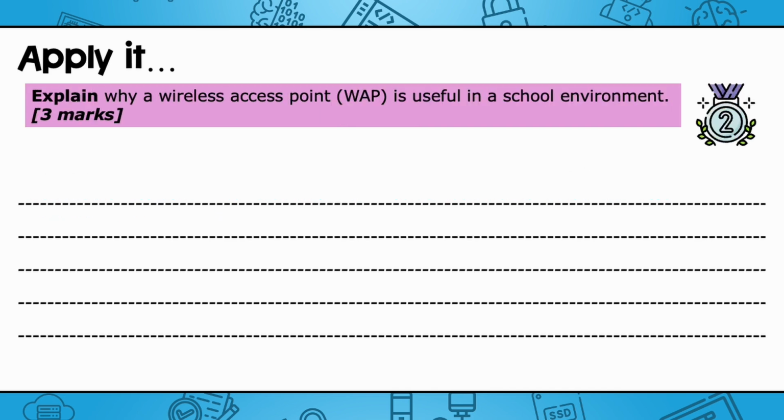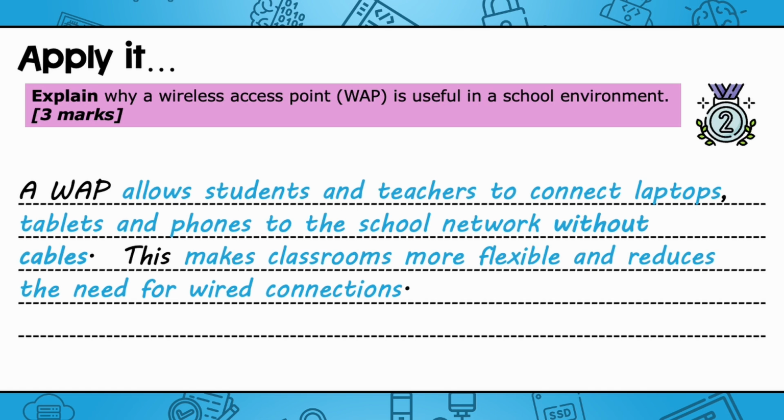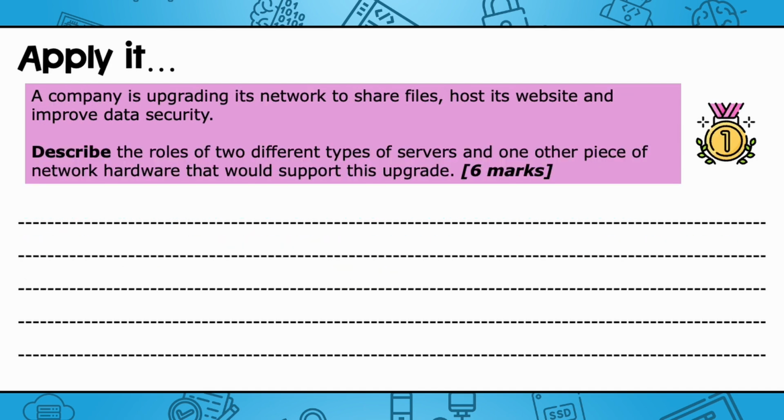Second level question, a silver level question, if you want to pause the video. Explain why a wireless access point, a WAP, is useful in a school environment for 3 marks. Okay, so let's have a look at an answer for this one. A WAP allows students and teachers to connect laptops, tablets and phones to the school network without cables. This makes the classroom more flexible and reduces the need for wired connections. You could even talk about reducing the risk of trips because there's no wires, and so on and so forth.